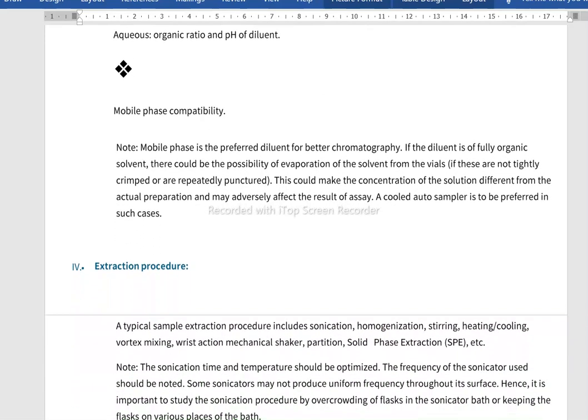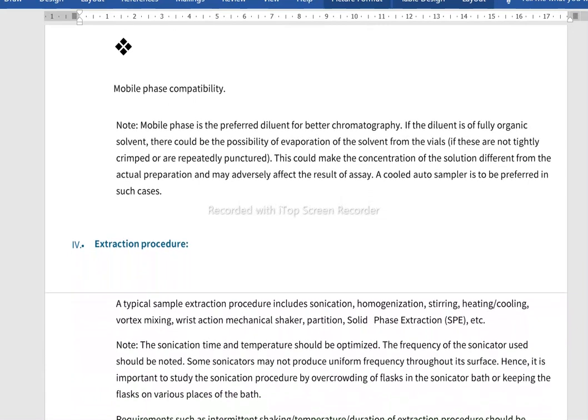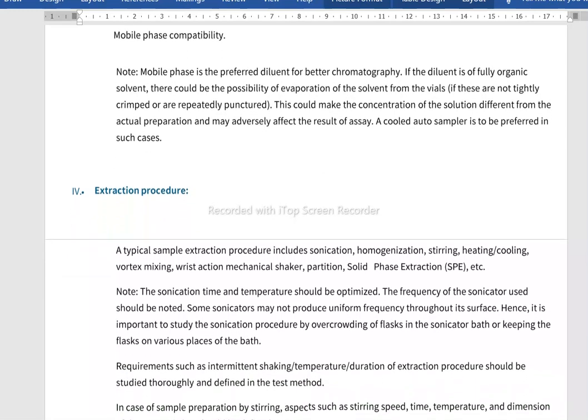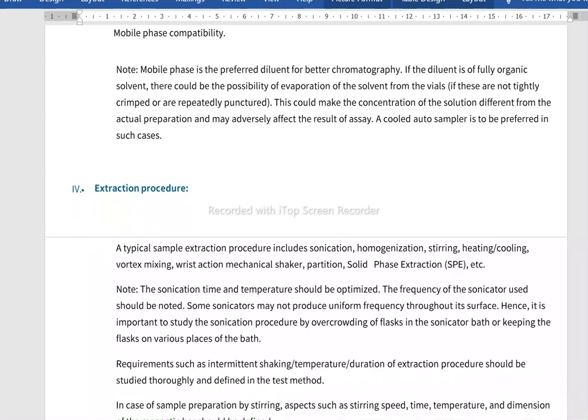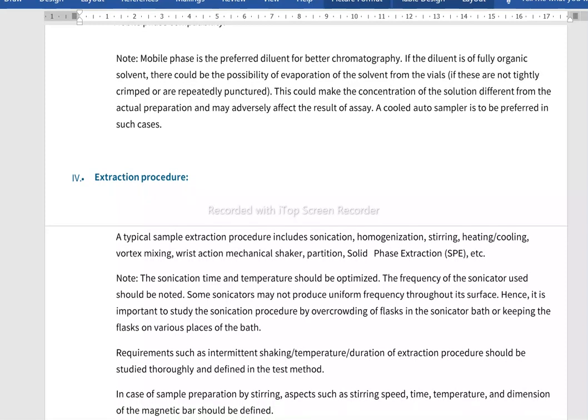Extraction procedure. A typical sample extraction procedure includes sonication, homogenization, stirring, heating, cooling, vortex mixing, wrist action mechanical shaker, partition, solid phase extraction, etc. Note: the sonication time and temperature should be optimized. The frequency of the sonication used should be noted. Some sonicators may not produce uniform frequency throughout their surface. Hence, it is important to study the sonication procedure by overcrowding the flask in the sonication bath or keeping the flask at various places of the bath.